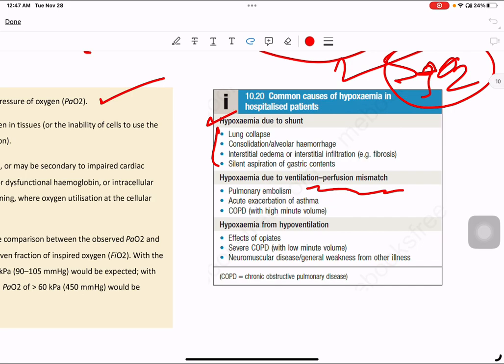So the patient may have hypoxia due to shunt, like collapse, consolidation, interstitial edema, or aspiration. Hypoxia due to ventilation perfusion mismatch occurs in asthma, COPD, and embolism. Hypoxia due to hypoventilation is due to respiratory depression in opioid poisoning, myasthenia gravis, or severe COPD. So these are the causes of hypoxia.